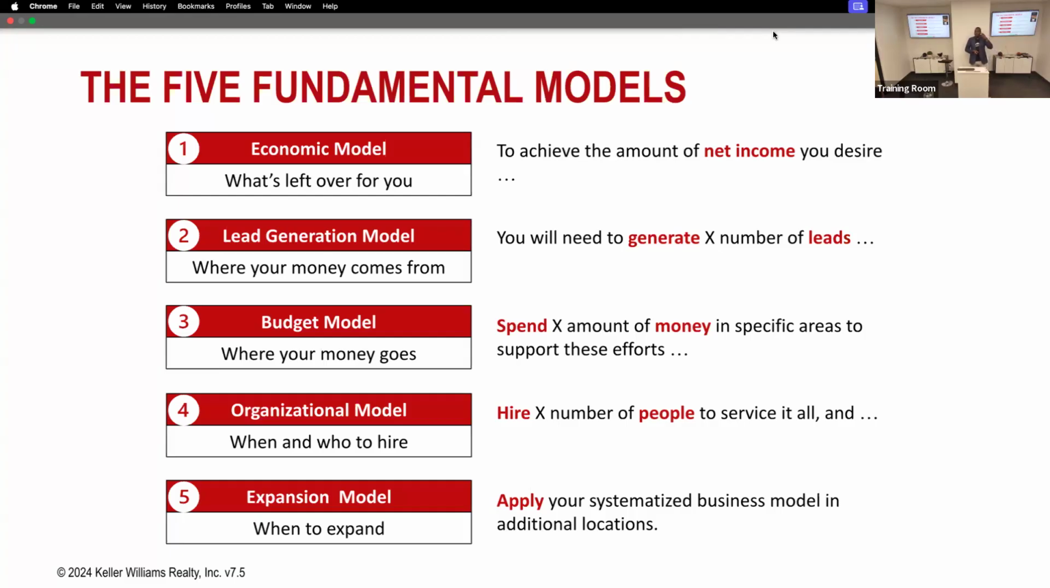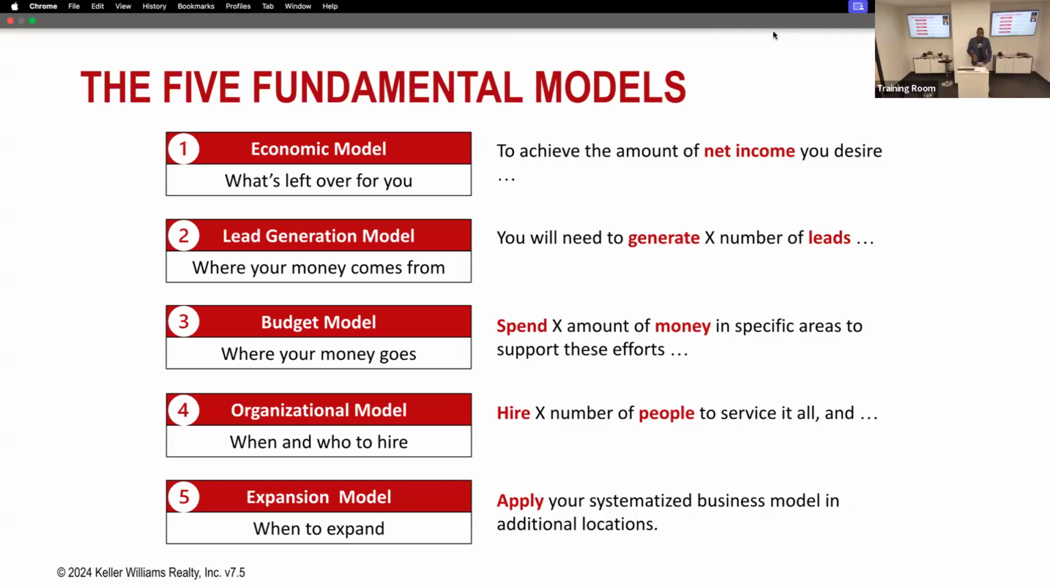Lead generation model, where the money's going to come from. So how many leads do I need to generate? We're going to go through all this today. Budget model. Again, you need to have some sort of budget in your life. Every dollar is not your own. Please put the HST away. Don't spend it. Not yours.